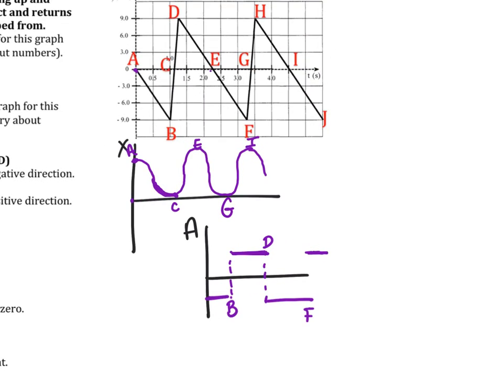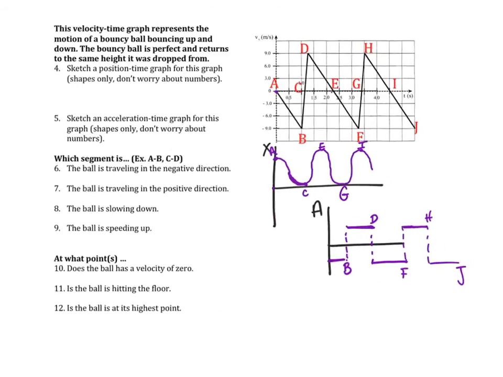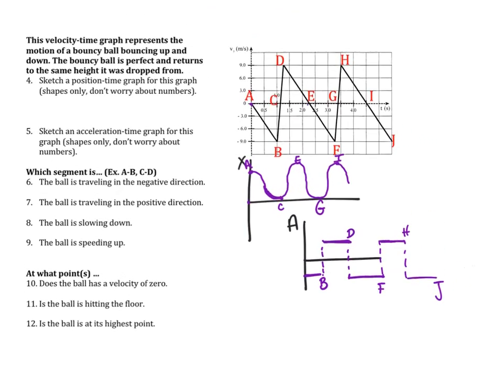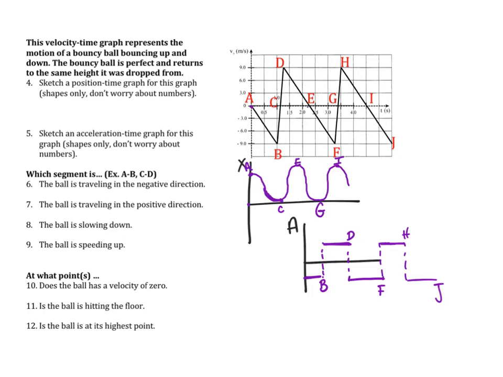There we go. So this would be F through H in this case, so I'm just going to put where it ends at H. And then lastly, H through J is back in the negative, and that's where that would end. All right. So it's just alternating back and forth as the ball bounces. All right, so now 4 and 5 are done. Moving on to 6 through 9.